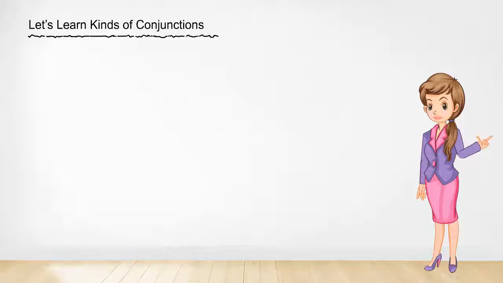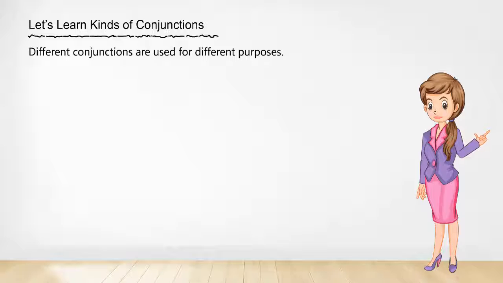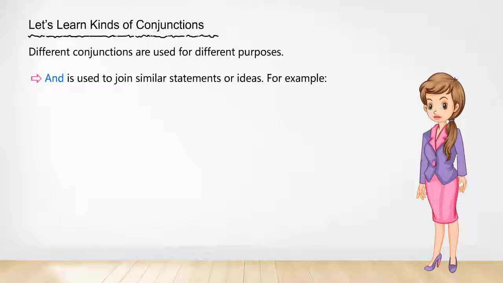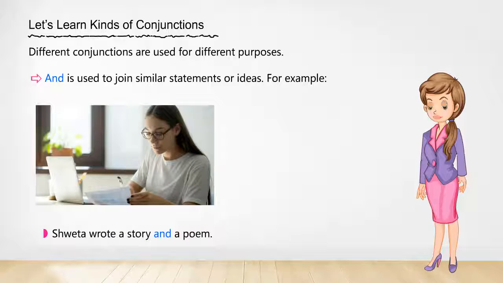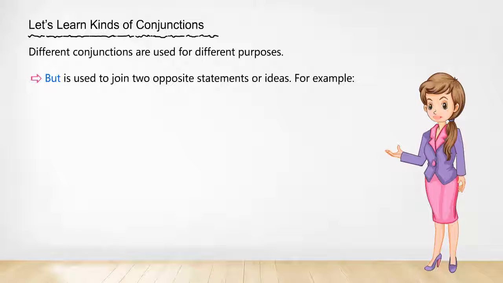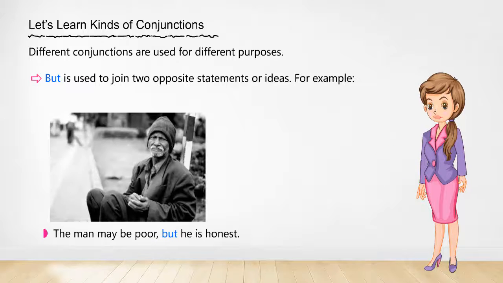Let's learn the uses of different conjunctions. Different conjunctions are used for different purposes. And is used to join similar statements or ideas. For example, Shweta wrote a story and a poem. But is used to join two opposite statements or ideas. For example, the man may be poor, but he is honest.